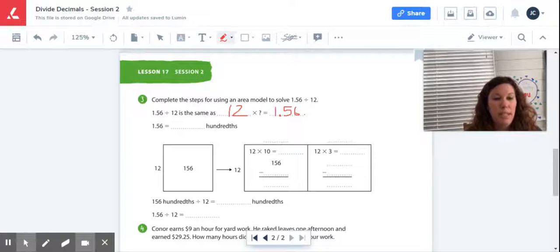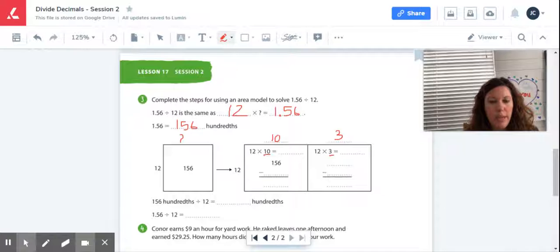So 1.56 is also the same as 156 hundredths. Okay, so now we're looking at this area model. So we know that 12 times a number is equal to 156. So we're going to split that up, and 12 times 10 is going to be what? 120. So since they put 10 here, I'm going to put 10 above. And since they put 3 here, I'm going to put 3 above.